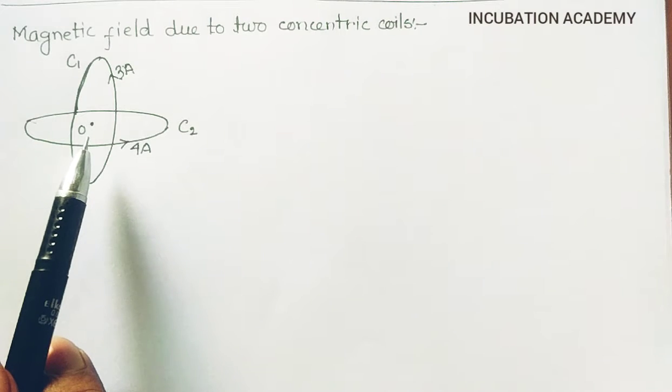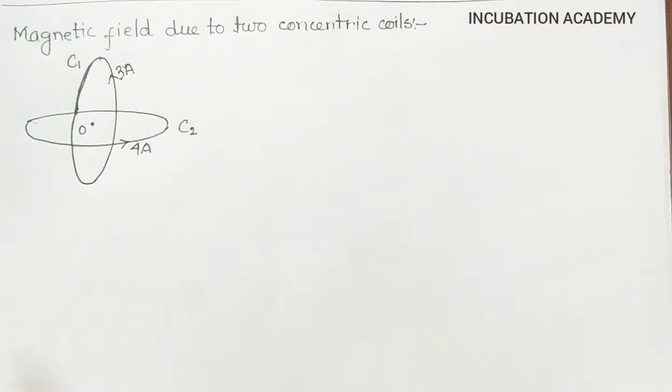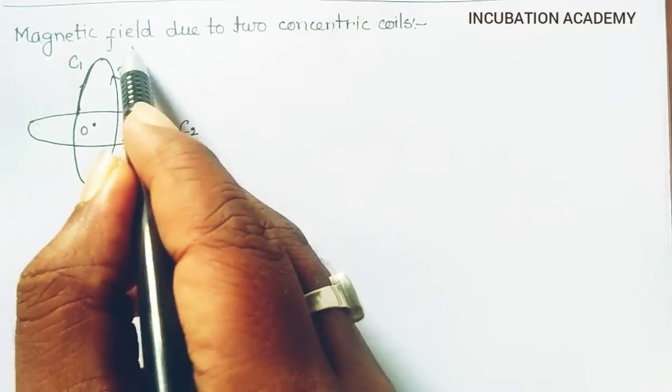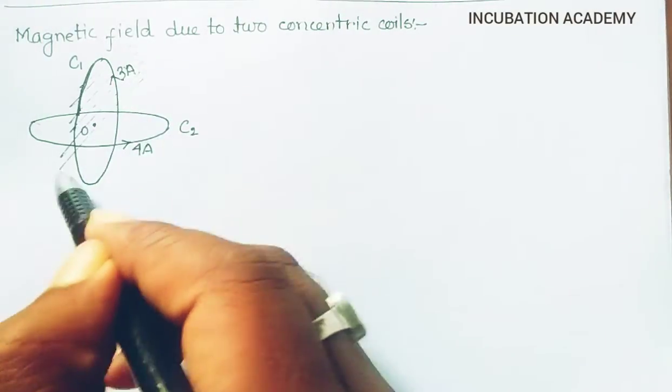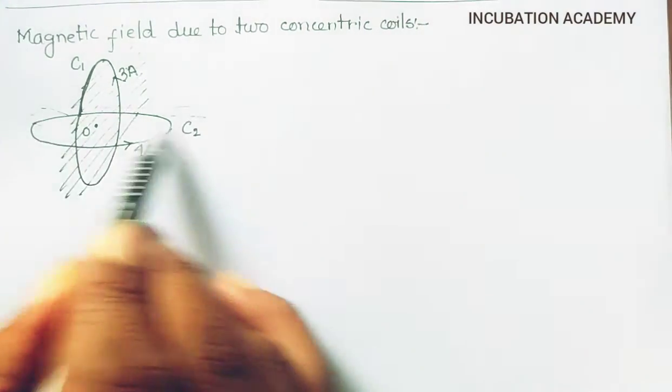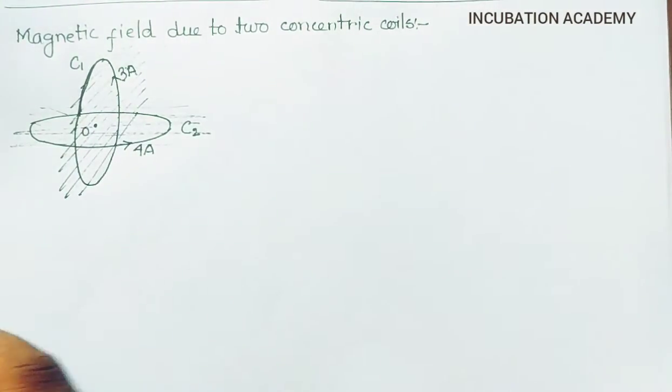We try to find out the magnetic field at the center of two concentric coils, but here the two concentric coils are in planes perpendicular to each other. Coil C1 carries a current of 3 ampere and lies in one plane, and coil C2 lies in another plane. Both of them are in two perpendicular planes, and you have to find the magnetic field for this.